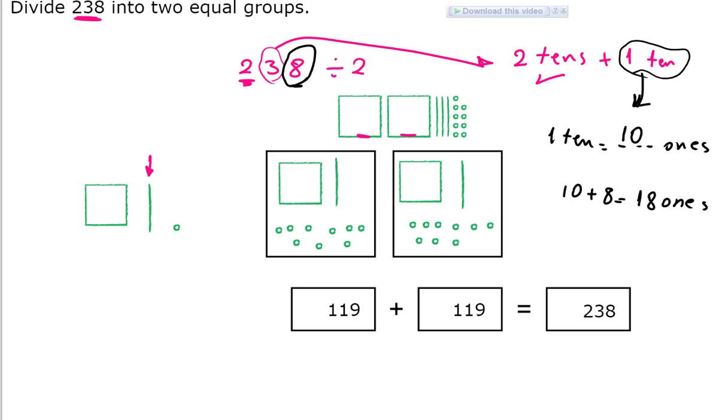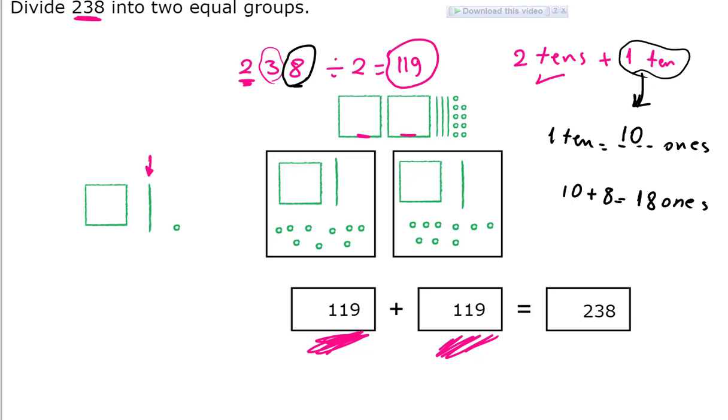Now let's count how many in each group. How many hundreds? 1. And how many tens? 1. And how many ones? 9. So in each group we have 119. So the answer to this question is 119. And we have no leftover. We have no remainder. Nothing left over. So no remainder. Okay, thank you.